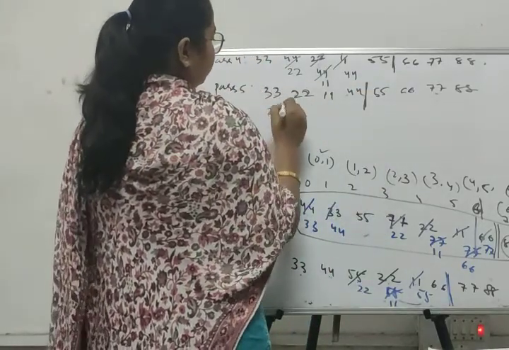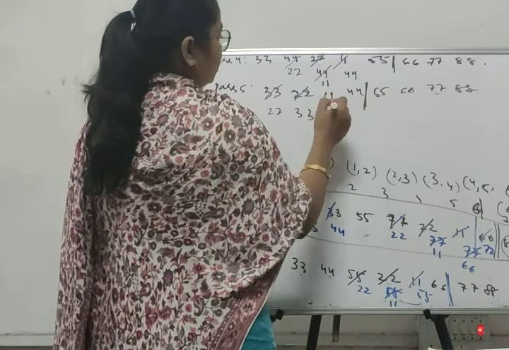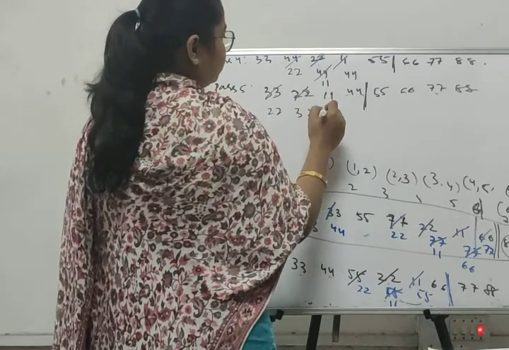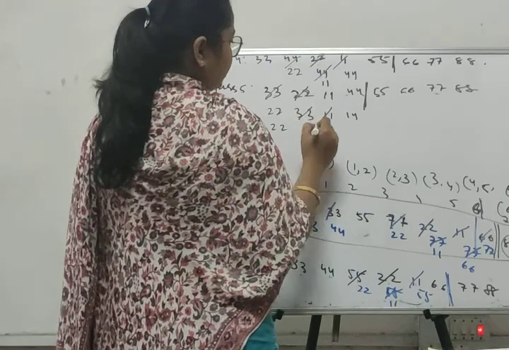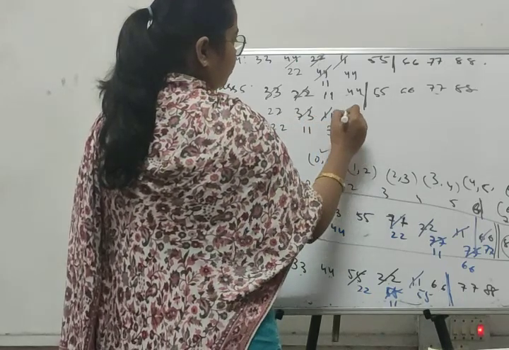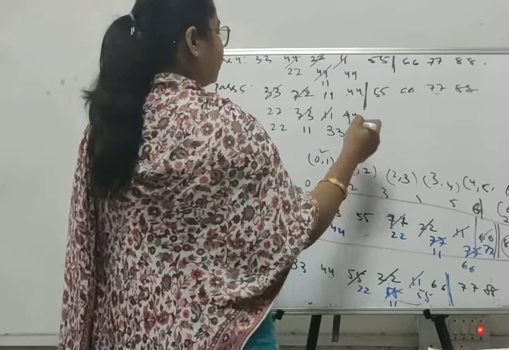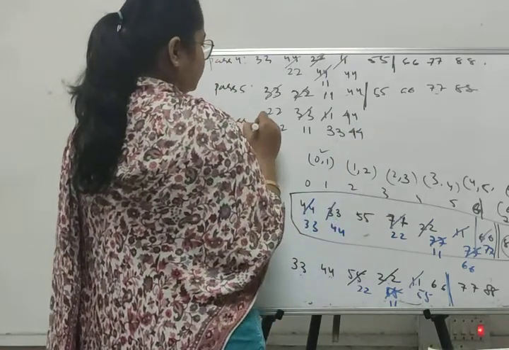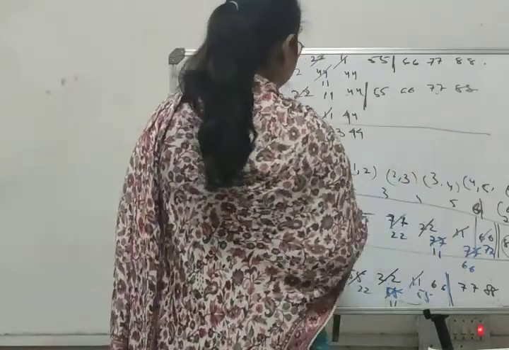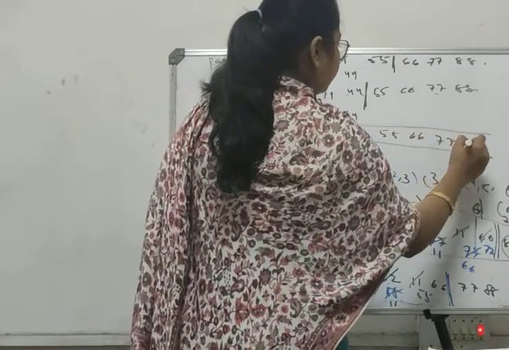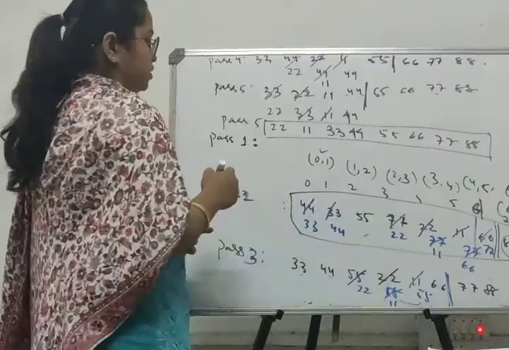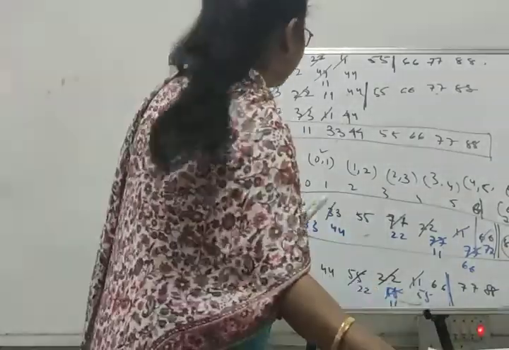33, 22, not cool. Just change 33. 33, 11, not cool. It will change 22, 11, 33, 44. 33, 44, fine. So pass 5 result is this. So what is pass 5 result? This is pass 5 result. Again pass 6. Continue pass 6.